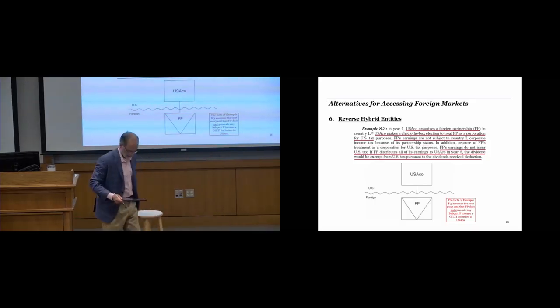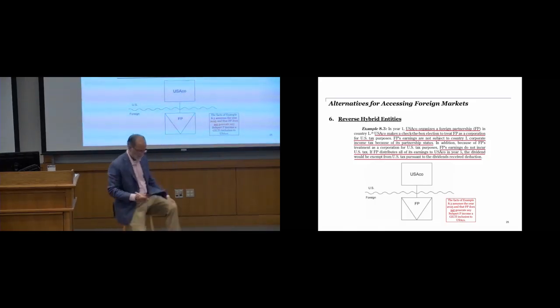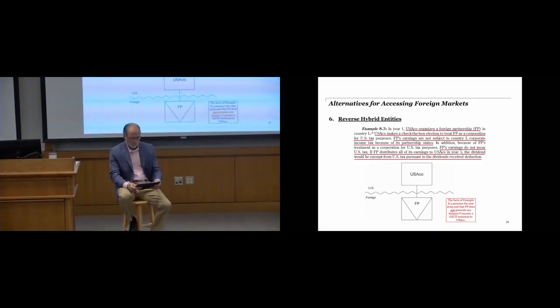Year 1, USA Co. organizes a foreign partnership in country L. USA Co. makes a check-the-box election to treat FP as a corporation for U.S. tax purposes. FP's earnings are not subject to country L corporate income tax because of its partnership status. Right, and that's just the general rule. It's treated as a partnership under foreign law. So FP itself, that legal entity that makes money, does not pay tax because partnerships do not pay tax. Partners pick up the tax.